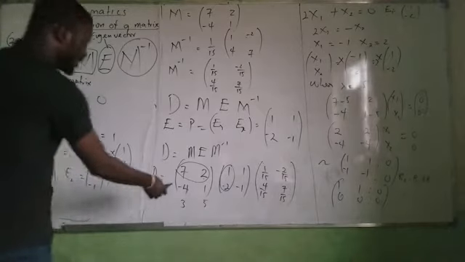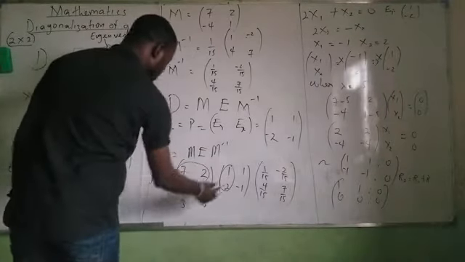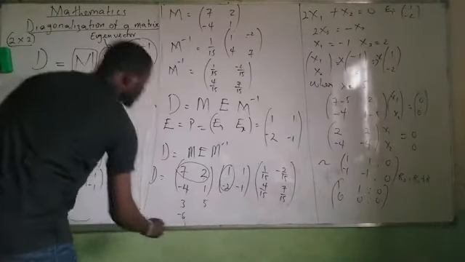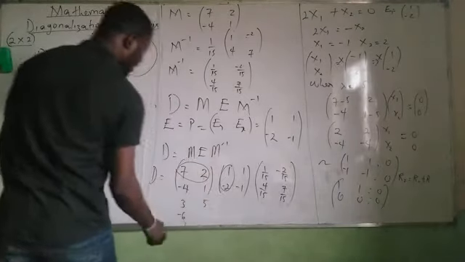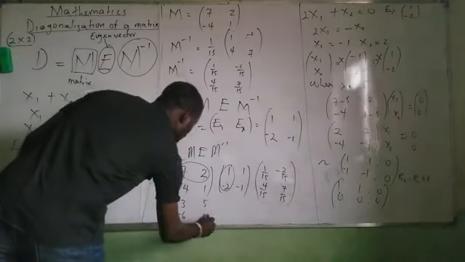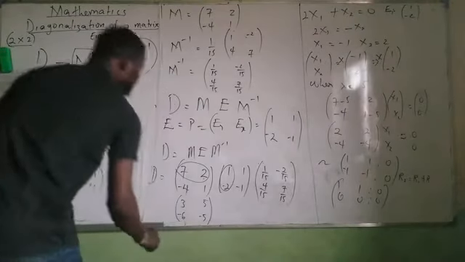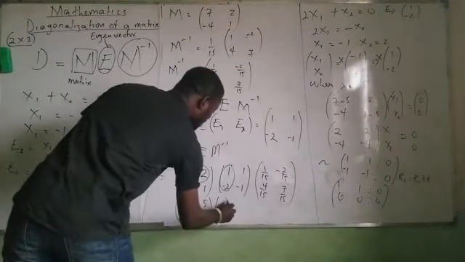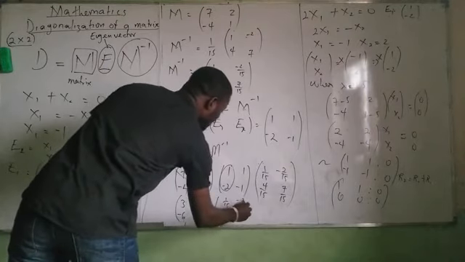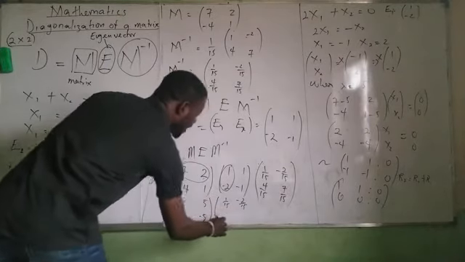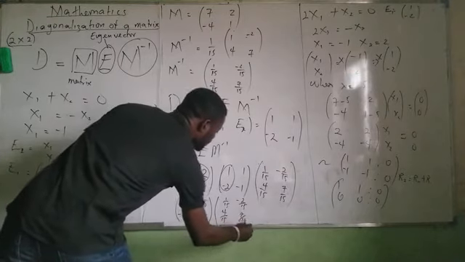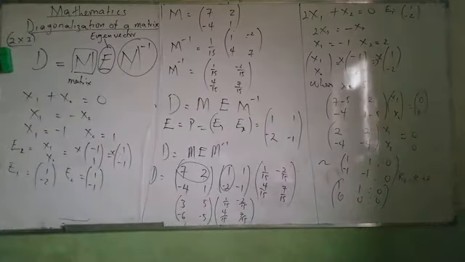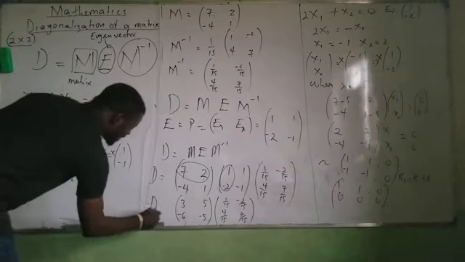And this one, minus 4, minus, that will be minus 6. And minus 4, minus 1, that will be minus 5. It means it will be equal to what? 1 all over 5, minus 2 all over 5, and 4 all over 5, and 7 all over 5. Can you see? That means I'm working on my diagonalization.